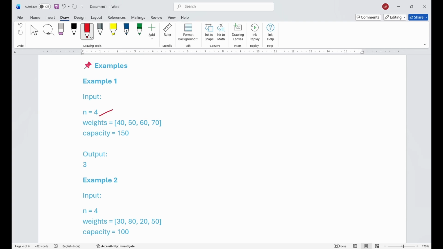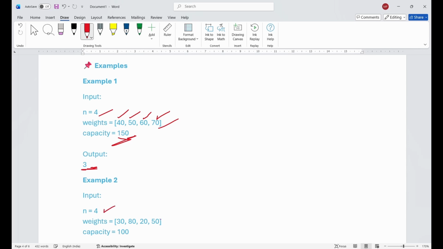If we look at the first example, the first input given is 4. Also the 4 weights of persons are given, that is 40, 50, 60 and 70, and the capacity of the balloon is given as 150. For this example, the expected output is 3. Why? Because when we add 40 to the balloon, we can add more. When we add 50, the total is 90, which is less than the capacity, so still we can add. When we add the person with weight 60, the balloon reaches its capacity, and if we try to give permission to the next person, it exceeds the total capacity of the balloon. We can only send 3 persons in the first ride.